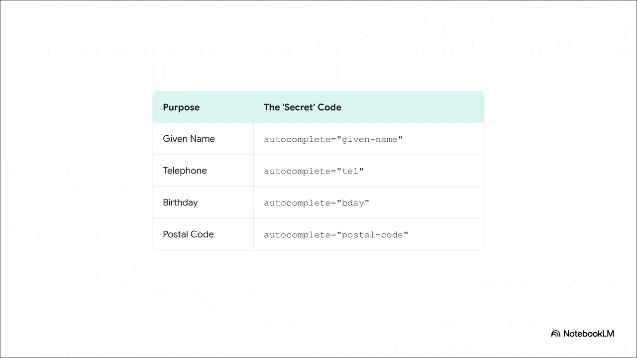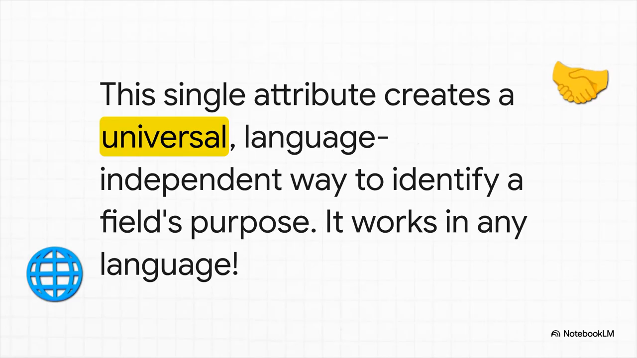And here's what that secret language looks like in action. A developer just adds a tag like autocomplete equals given-name or autocomplete equals bday. These aren't just random words, they're part of a universal dictionary that all modern browsers are built to understand. And this is what makes it so incredibly powerful. Because these codes are universal, it doesn't matter what language is on the screen. The form could be in Japanese, but the autocomplete tag for postal code is the same worldwide. Your browser still knows exactly what to do.